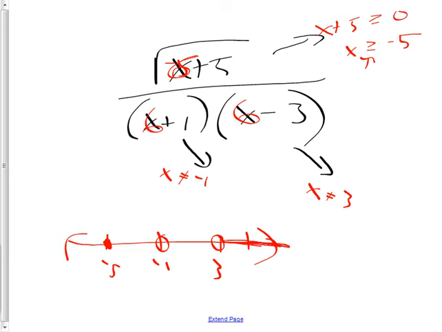Next I would test between negative 1 and 3. My favorite thing is in there, 0. So this makes 5 and 1 and negative 3, and that doesn't make anything crash. Yay, works in there. Next part is negative 4 or negative 3 or something. I'm going to put in negative 3 here.